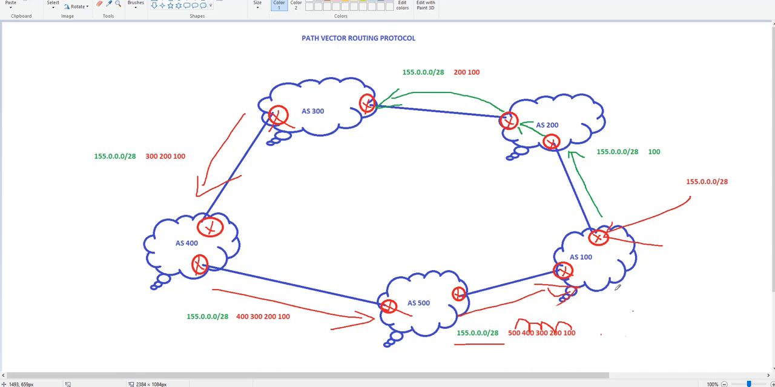Hope it is clear. This AS path attribute will be tracked whenever the prefix crosses every AS, and if a router sees its own AS present in the AS path attribute value, then that particular update will not be considered by that router, in order to avoid the loop.